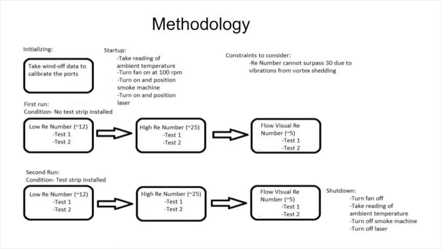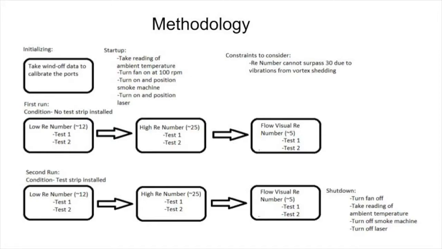For comparison data analysis, each run will undergo speeds of two different Reynolds numbers, a low Reynolds number of 12 and a high Reynolds number of 25. At each of the respective Reynolds numbers, LabVIEW collects 200 data points from each port. It sends the data to MATLAB, and the process is done twice to assure that the second time is more stable. In the first run, there was the condition of no test strip being used. After the testing with a high Reynolds number is done, the flow visual is then recorded at a Reynolds number of 5.